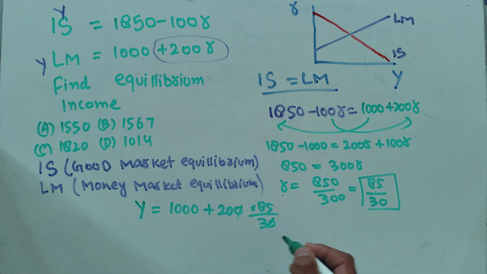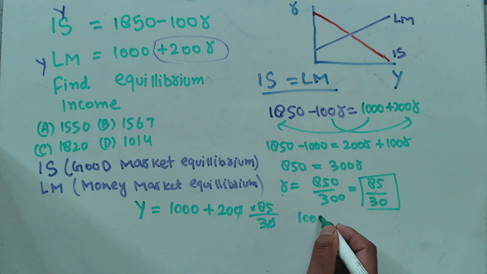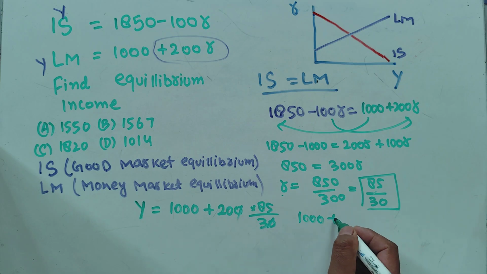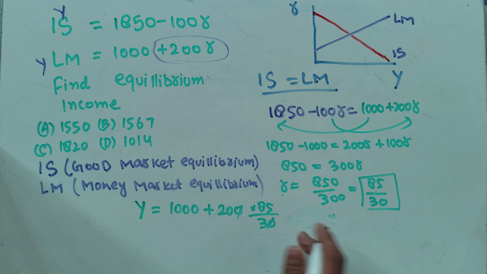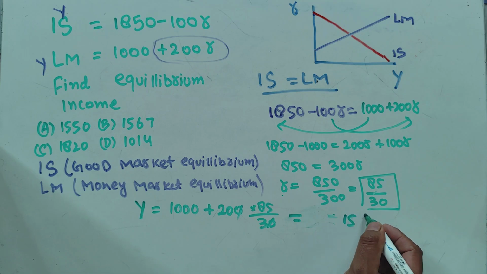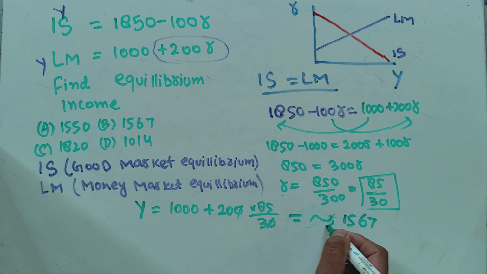So the zeros get cancelled. We are left with 1000 plus 200 times 85 divided by 30. When we solve this, I don't have the time and the space here, it will come out to be 1567 approximately, which is the equilibrium level of income.